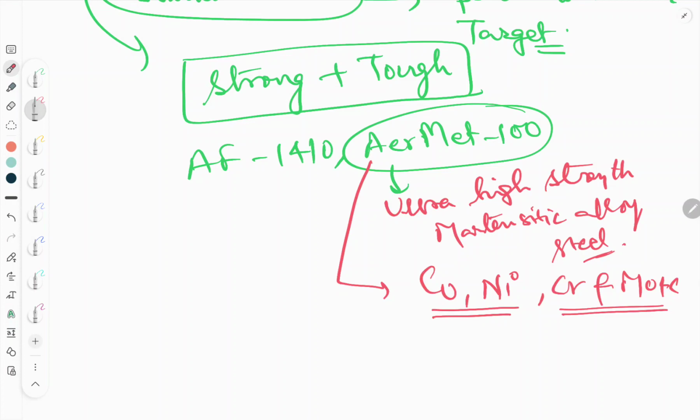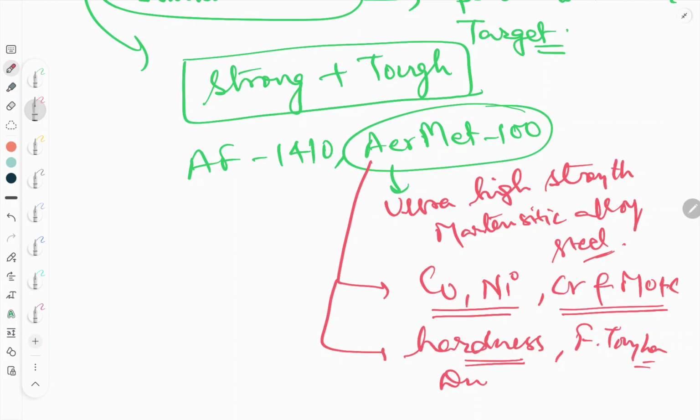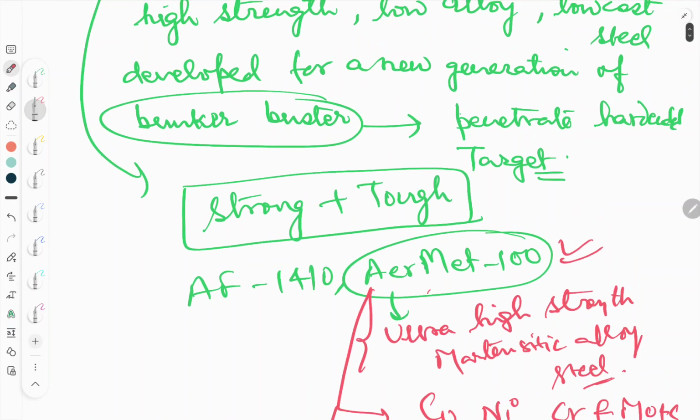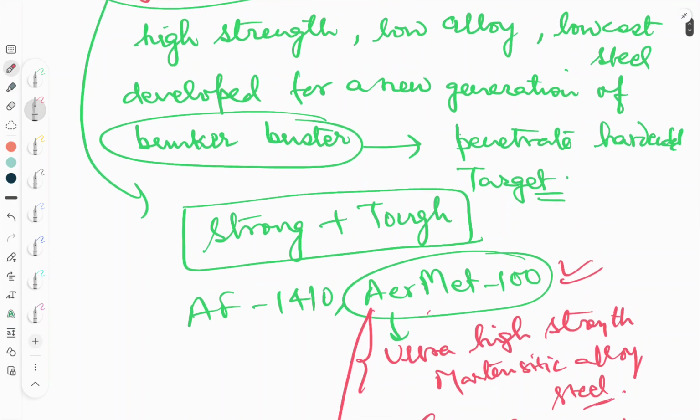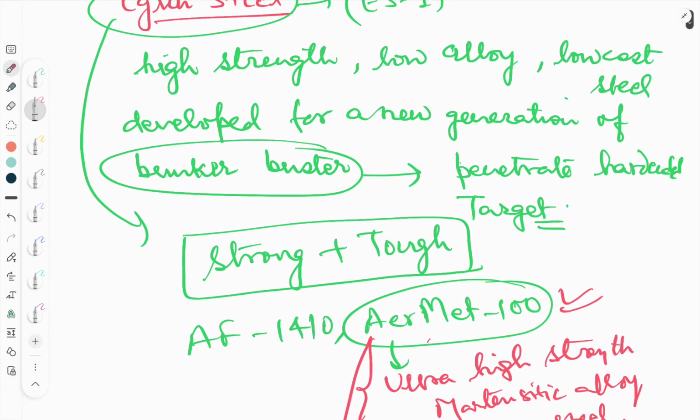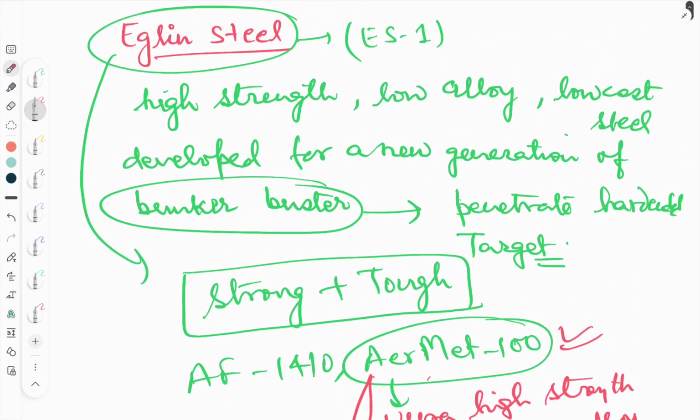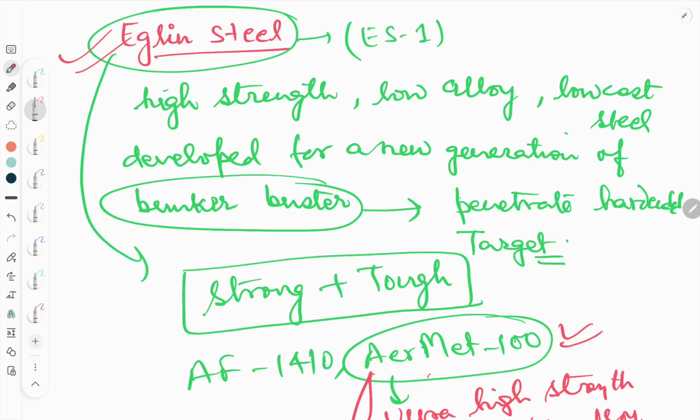Its exceptional properties are hardness, fracture toughness and ductility. So just a brief info about the Armet 100. A high performance casing material is required so the weapon survives the high impact speeds. So that quality is in Eglin steel.